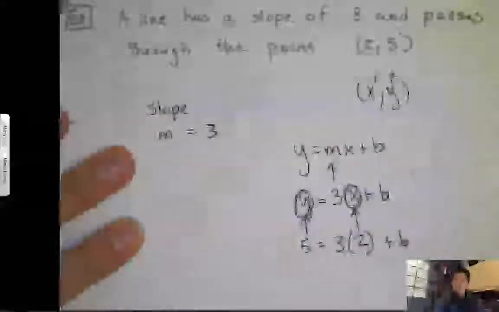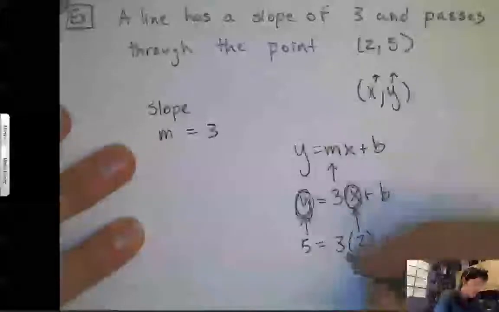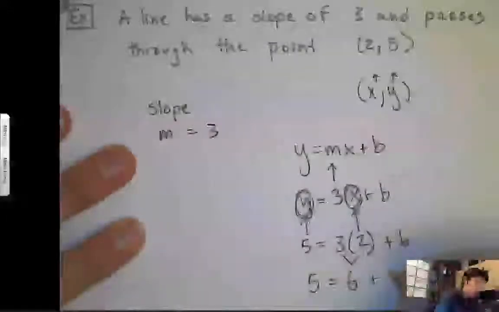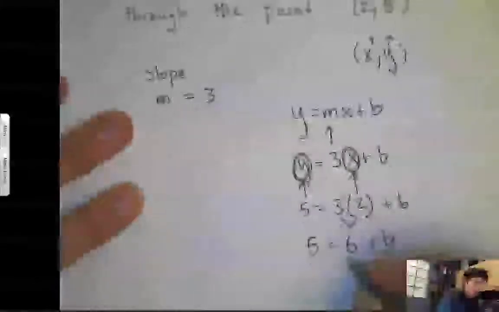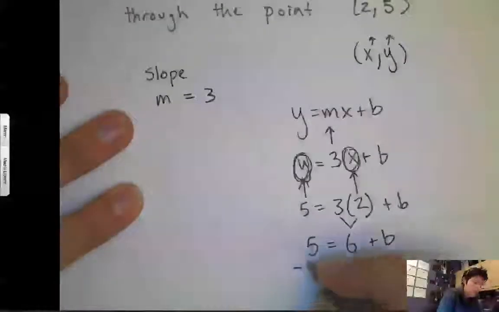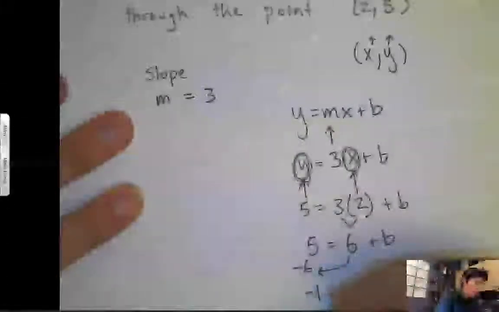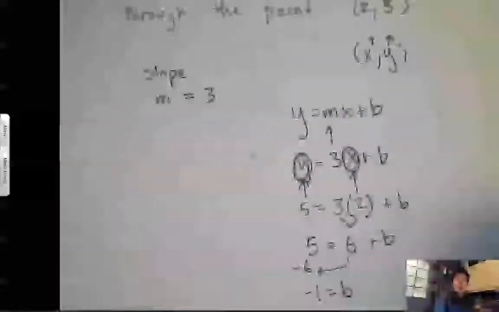And I can actually do the work and solve for b now. 3 times 2 is 6, so I have 5 equals 6 plus b. I'm going to subtract the 6 over to the other side. 5 minus 6 is negative 1 equals b. And then I'm much happier.